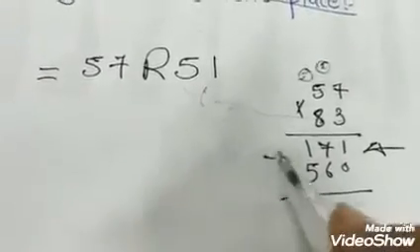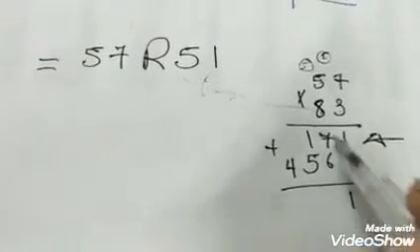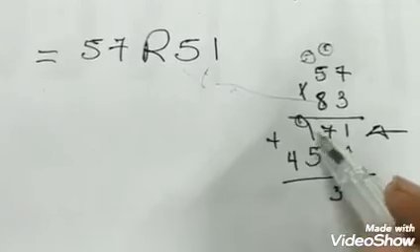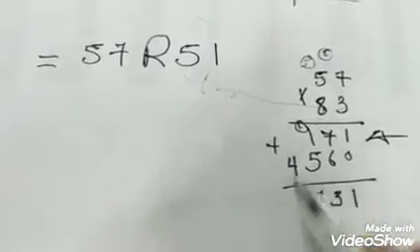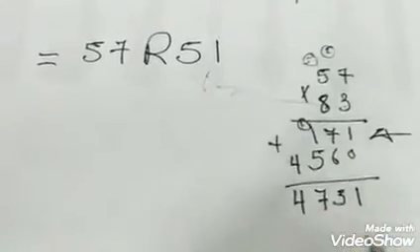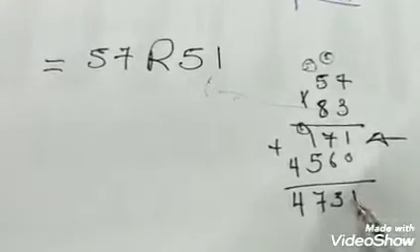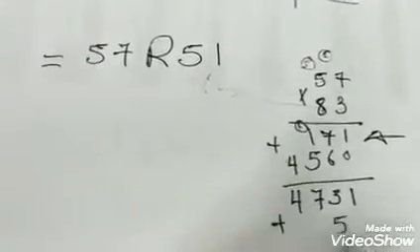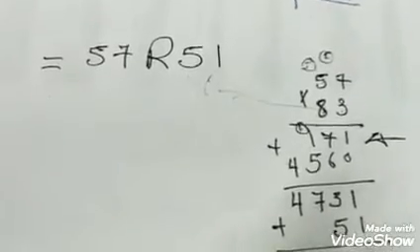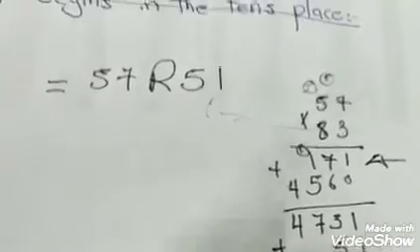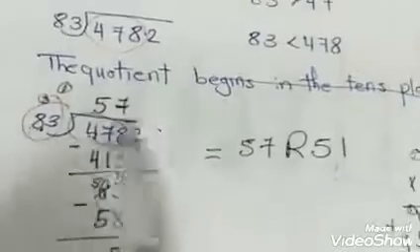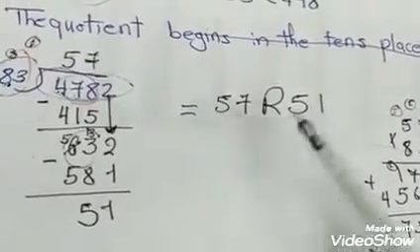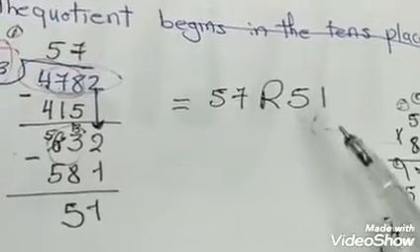Then I will add. 1 plus 0 equals 1. 7 plus 6 equals 13, put 3 and carry 1 up. 1 plus 1 equals 2, plus 5 equals 7, and the 4 comes down. This is the product of 57 times 83 plus the remainder 51. It will be 4,874, the same number as the number we divided by 83. So the quotient and the remainder are correct.